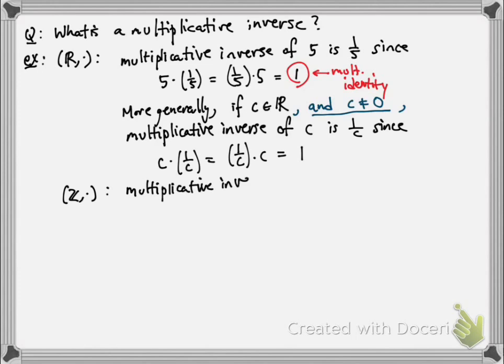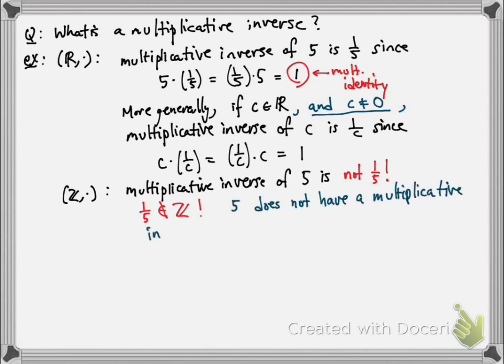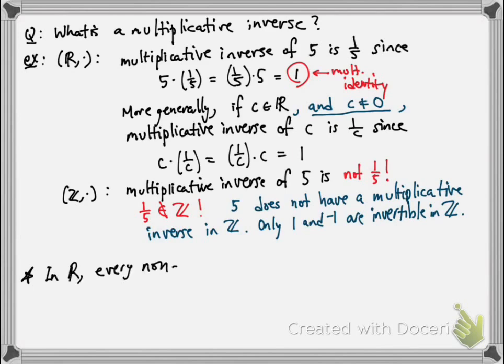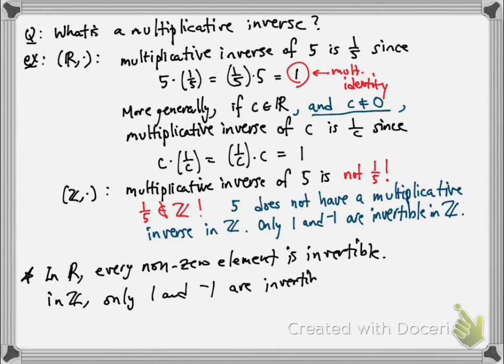Let's think about the integers. Again, with the integers, the multiplicative identity was 1. The multiplicative inverse of 5 is, well, it's not 1/5, because 1/5 is not an integer. And so 5 in the integers does not have a multiplicative inverse. Only 1 and minus 1 are invertible in the integers. So in particular, in the real numbers, every non-zero element is invertible. In the integers, only 1 and minus 1 are invertible.